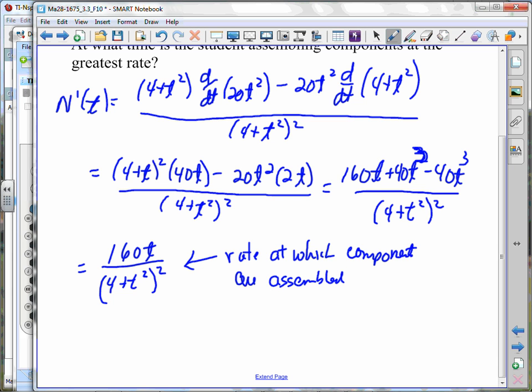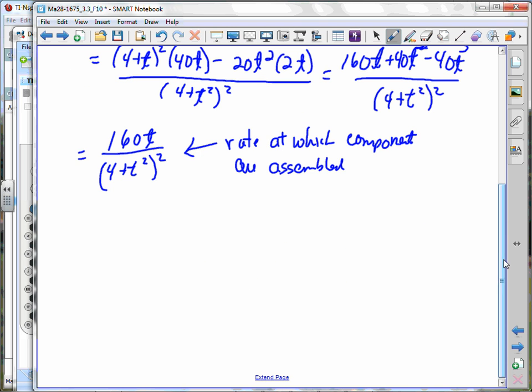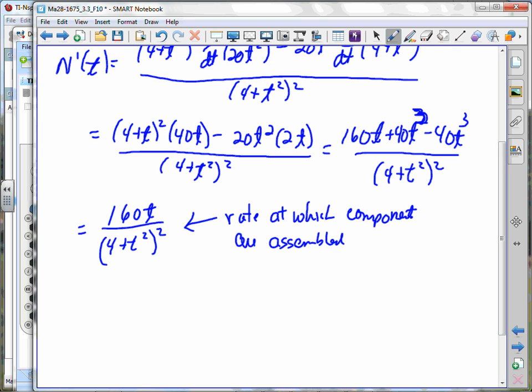I don't want that, do I? This is kind of getting us into that next section called optimization. We want to optimize this rate. And so now I need to look at the second derivative.